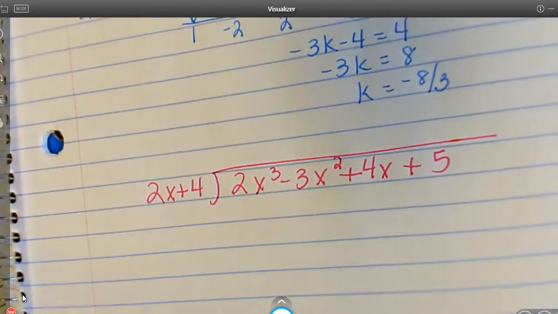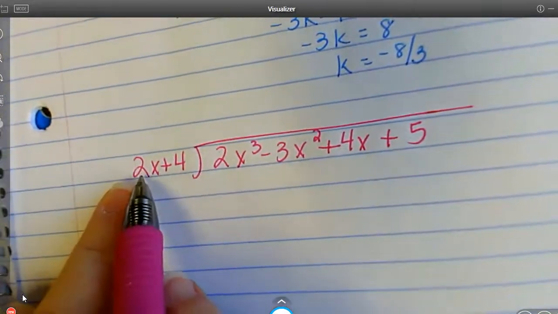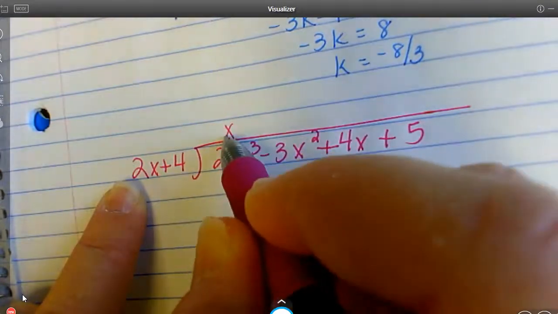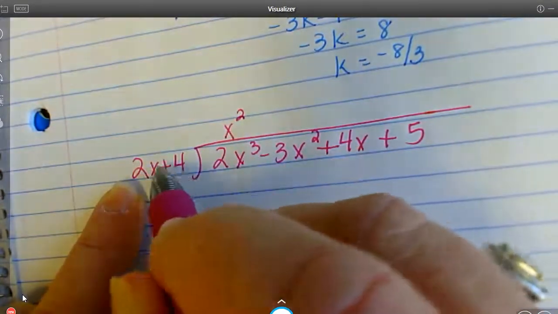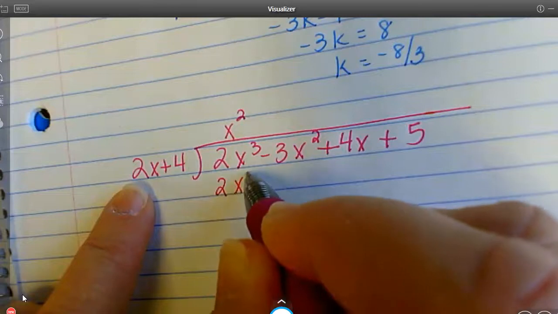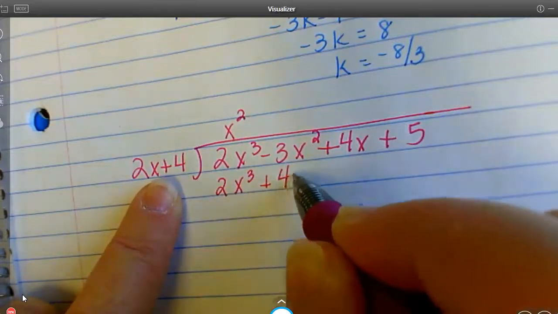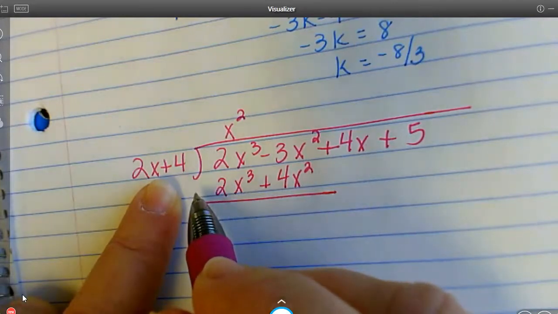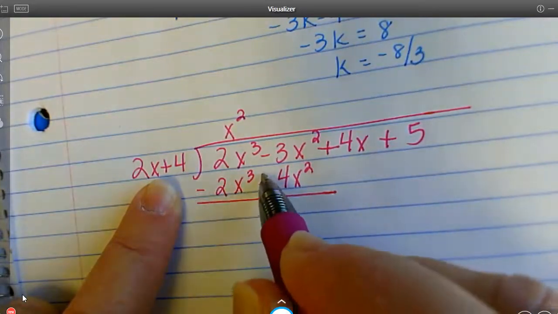Alright, we're going to figure out what we multiply 2x by that will give me 2x to the third. That will be x squared. So then multiply both of those by x squared: 2x to the third plus 4x squared. Once you multiply, then you subtract. So I subtract that and subtract that.